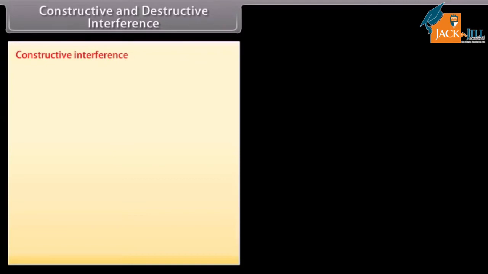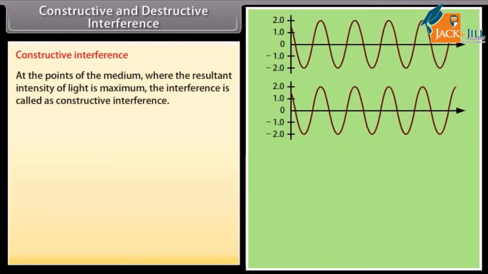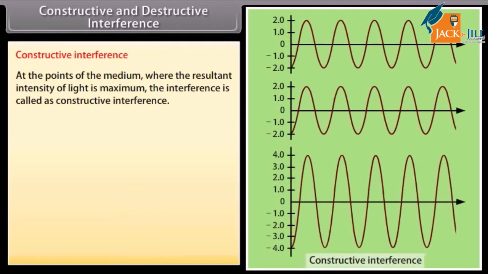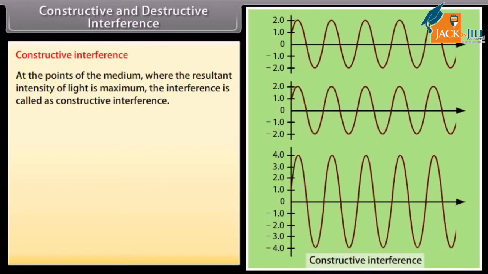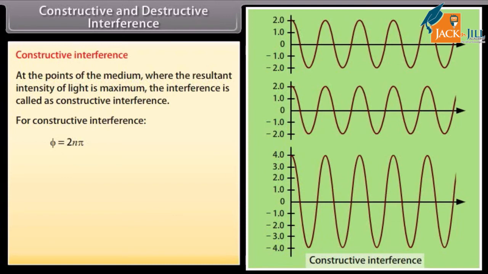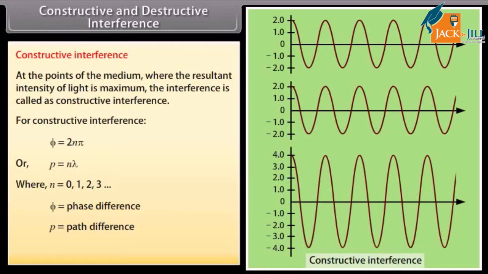Constructive and destructive interference. Constructive interference: at the points of the medium where the resultant intensity of light is maximum, the interference is called constructive interference. For constructive interference, phi is equal to 2nπ or p is equal to nλ, where n is equal to 0, 1, 2, 3 and so on. Phi is the phase difference, p is the path difference, and lambda is the wavelength of light.